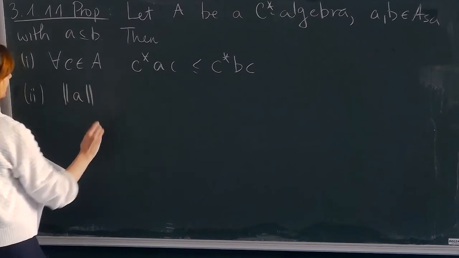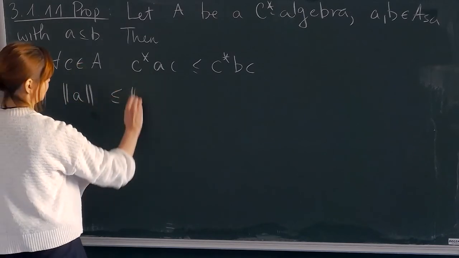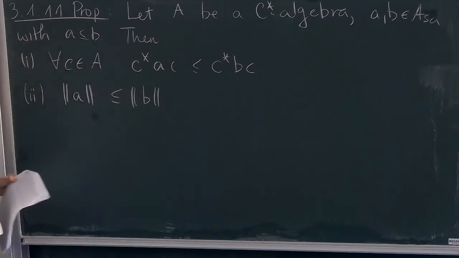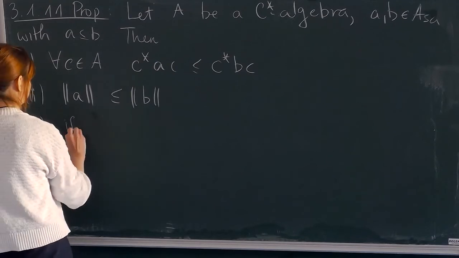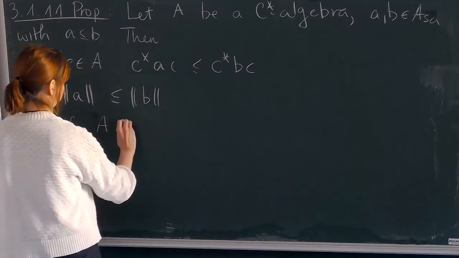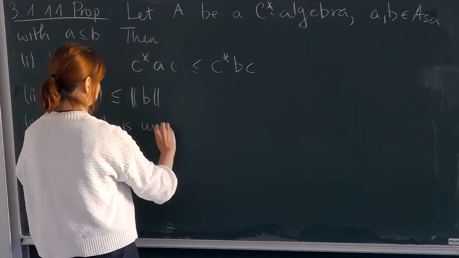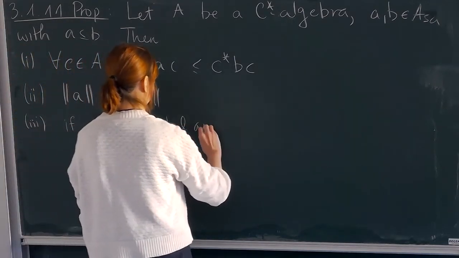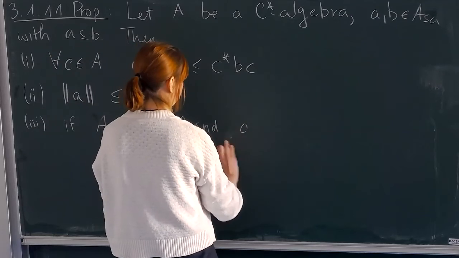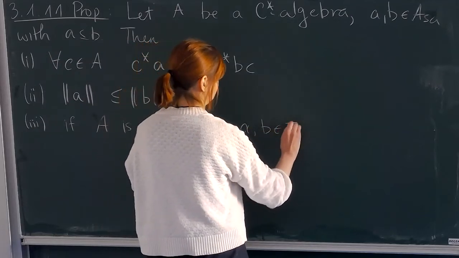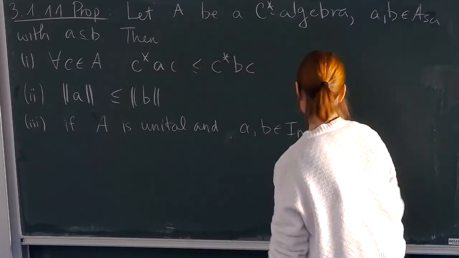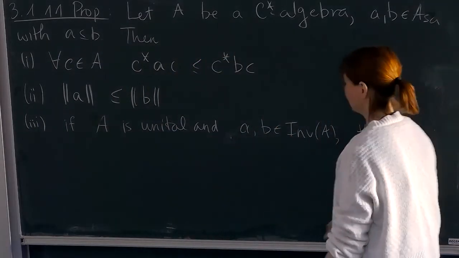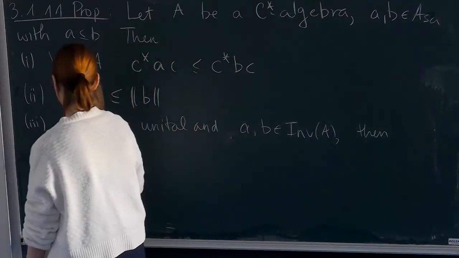If A is less than B, then its norm has got to be less than the norm of B. And if A happens to be unital, and we can talk about inverses, these behave how you would expect, namely that B inverse will be smaller than A.